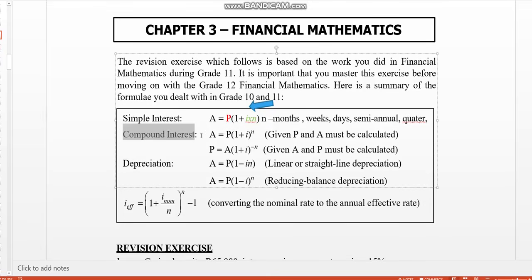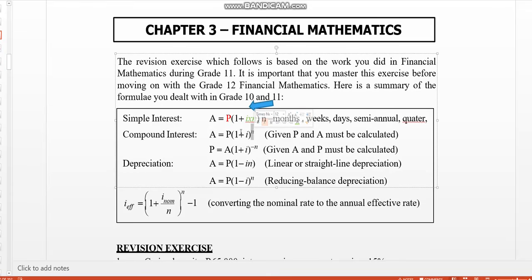So in this compound interest formula, you basically have A equals P. Your A still represents the future or the accumulated amount. P represents the present amount, the money that is there at the present time. I represents the interest rate that will be added on that present amount that was maybe taken as a loan. And then the n here represents your duration, your period.